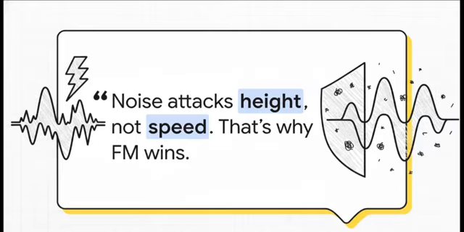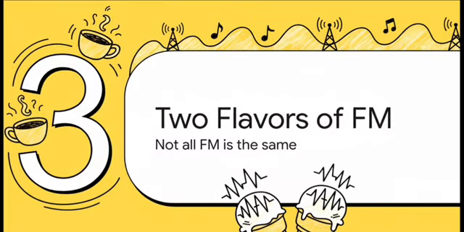And this is where you see the absolute genius of Armstrong's solution. Since all that electrical noise primarily messes with the wave's height, an FM receiver, which is only listening for changes in speed, can basically just ignore it. The static gets filtered out by the very design of the system. It's brilliant.